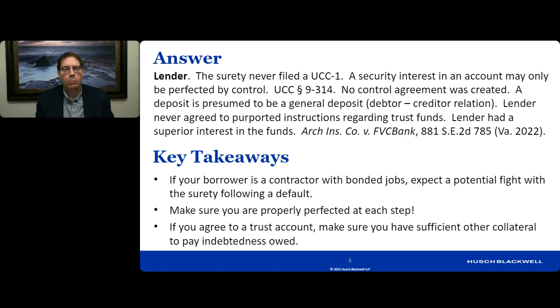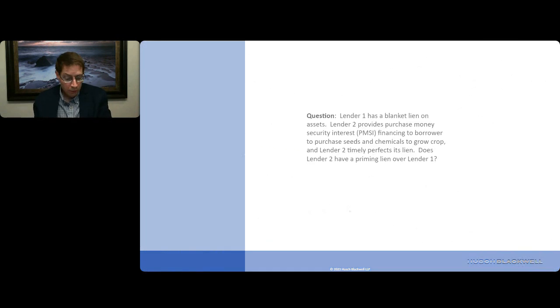The final bullet point that I have there is that, if you get into some sort of an agreement with the surety where, okay, money coming in going forward is going to be in a trust account, you better make sure that you have enough collateral to satisfy your debt somewhere else. All right, let's move on.